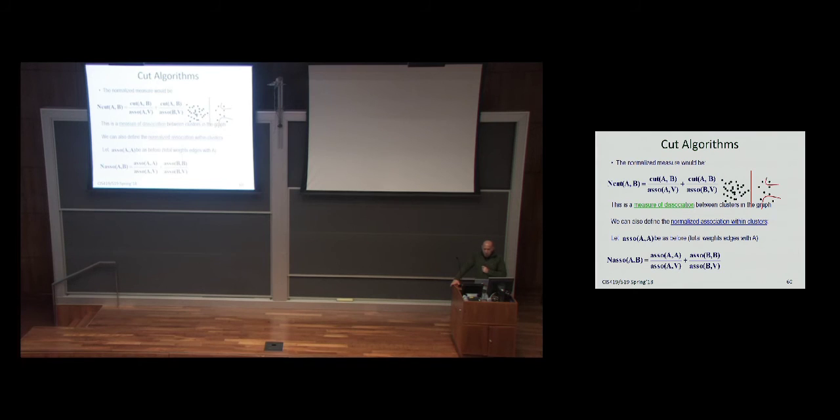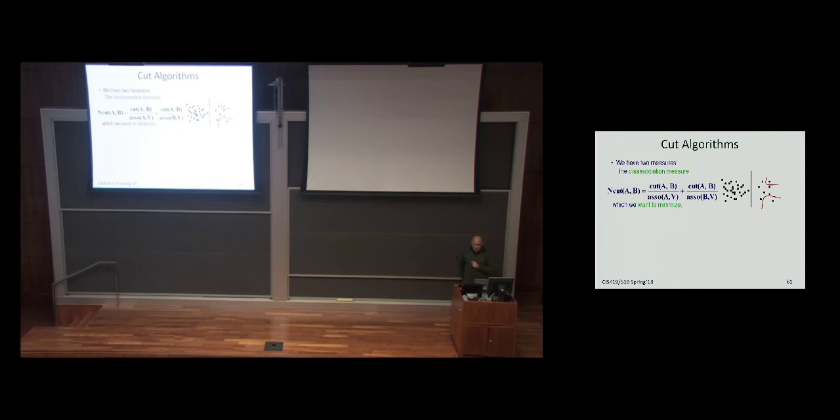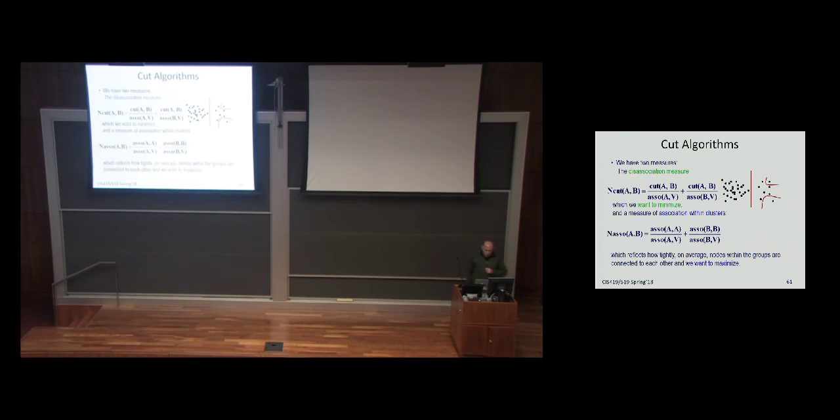What is interesting about this? Let's see. So now we have two measures. One of them is a dissociation measure, which we want to minimize, very similar to the stuff that we talked about before. But we also have a measure of association within clusters that we want to maximize.